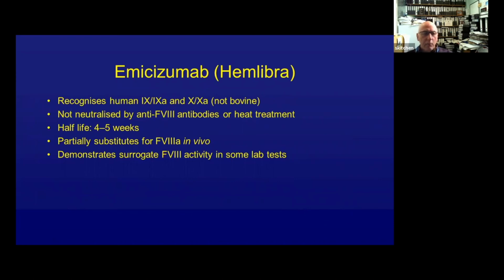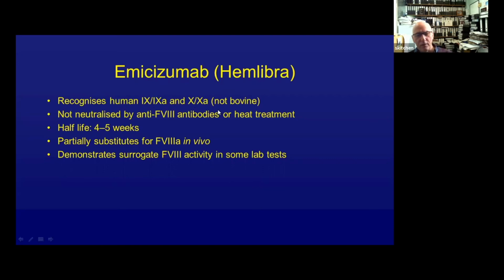We're in a new era where we have new options which are not conventional replacement therapy, let's say, one of which is this molecule, emicizumab, trade name Hemlibra, a non-replacement for factor VIII. It's a bispecific monoclonal antibody. It recognizes human factor IX, IXa and human factor X, Xa. It's very specific for human proteins. It doesn't recognize bovine proteins.